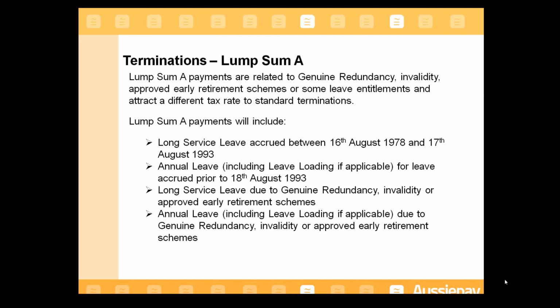So as you can see here, some lump sum payments are long service leave on the accrual between the 16th of August 78 and the 17th of August 93. Annual leave for leave accrued prior to 18th of August 93. Long service leave due to genuine redundancy, invalidity or approved early retirement schemes, and annual leave due to genuine redundancy, invalidity or approved early retirement schemes as well.